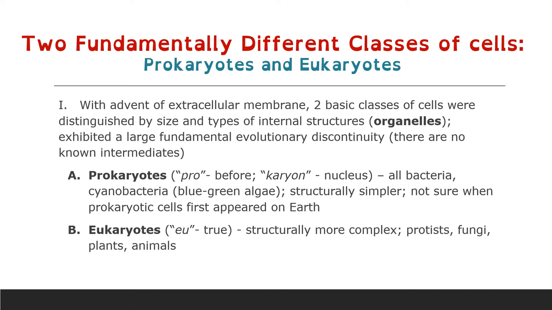So when you say prokaryotes, under it are all the bacteria, the cyanobacteria or the blue-green algae. And by the description itself, they are just structurally simpler, and it is not certain when prokaryotic cells first appeared on Earth. And then you have the eukaryotes. So they are more structurally complex, like your protists, fungi, the plants, and the animals.